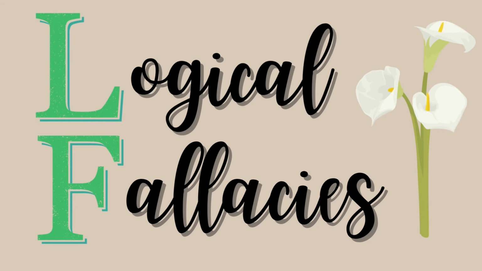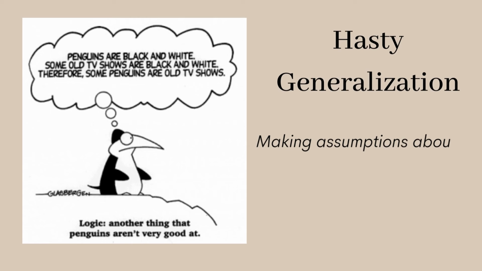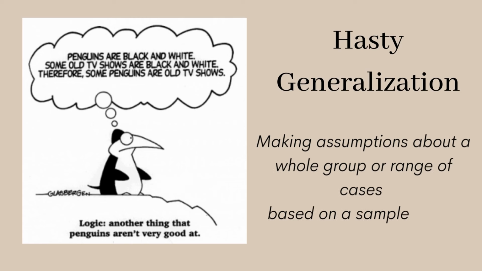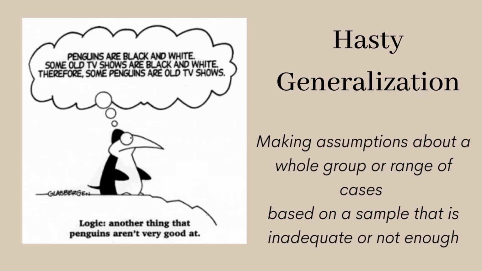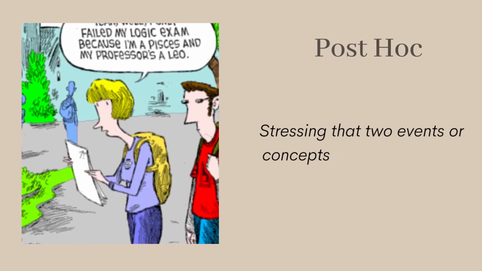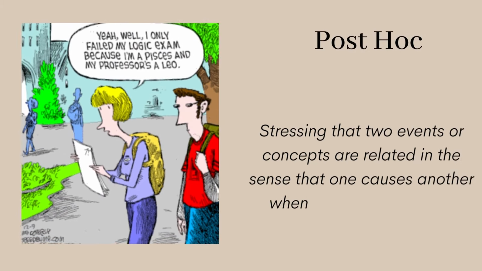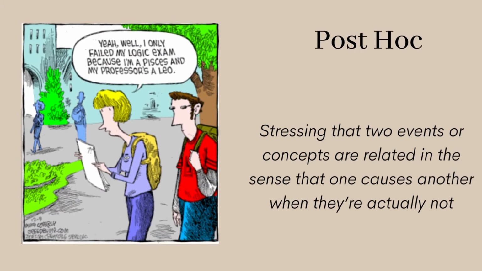Now let us discuss the different logical fallacies. The first logical fallacy is hasty generalization. It is making assumptions about a whole group or range of cases based on a sample that is inadequate or not enough. Look at the example. The second one is post hoc, stressing that two events or concepts are related in a sense that one causes another when they're actually not.